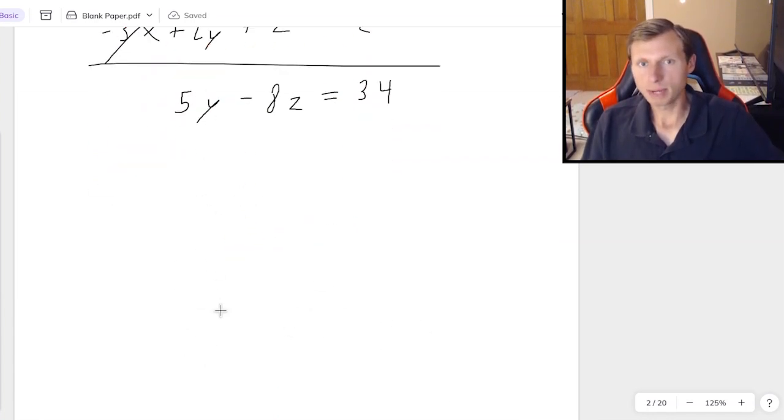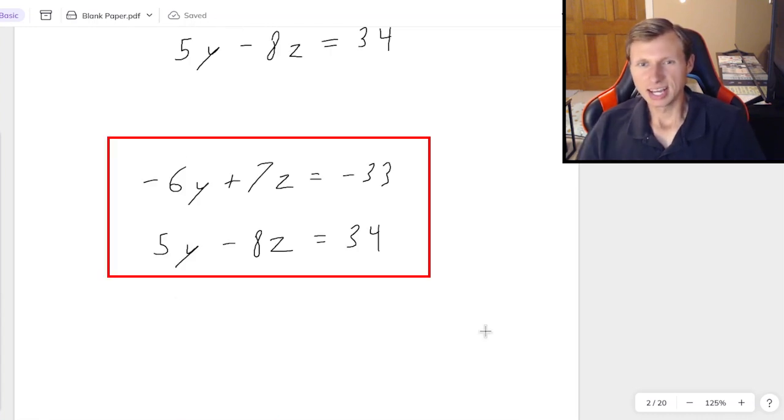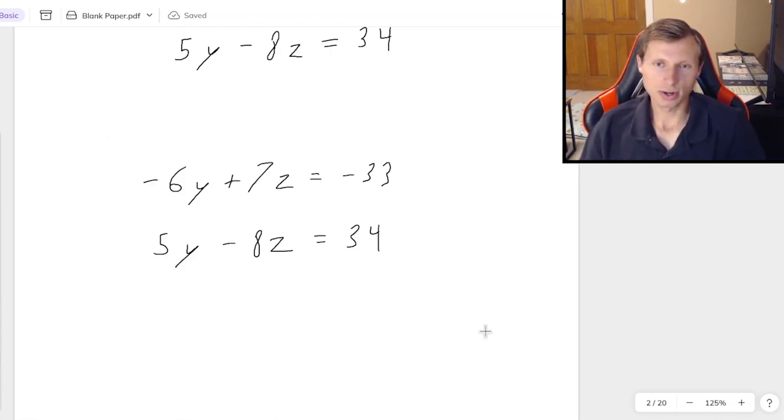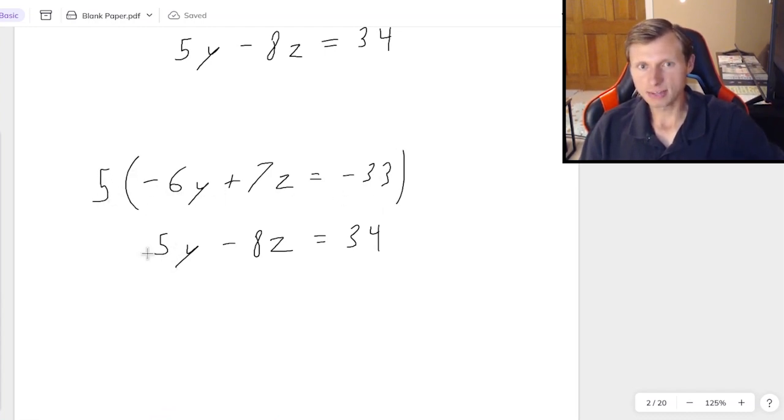Now putting my 2 results I just got side by side, it will look like this. And now I have to ask myself, which variable would I like to eliminate next? This one doesn't really have a nice answer for me. I guess I'll try and eliminate the y's. To do that, I'm multiplying this one by 5 and the bottom one by 6.